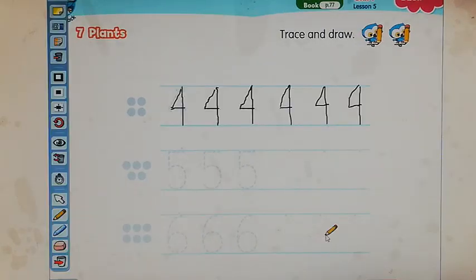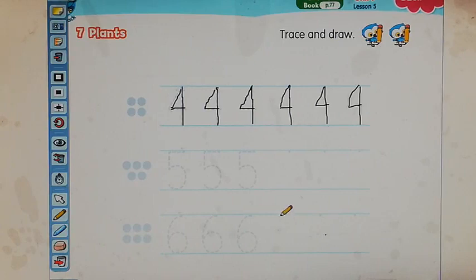Now, can you see how I did it? I traced 4, 3 4s and added extra 4s to it. So try to do the same. Hold your pencil correctly and trace the 5 and the 6, okay?